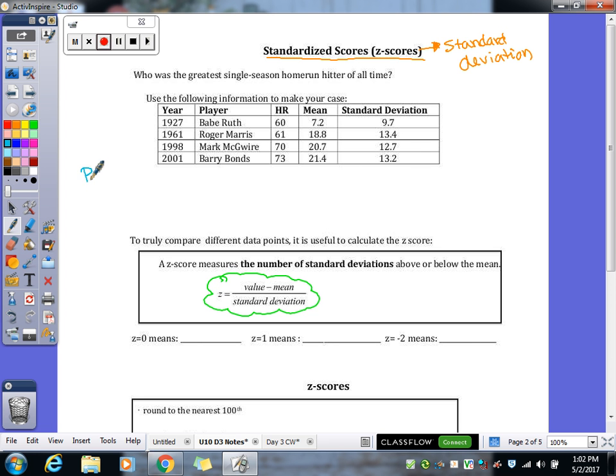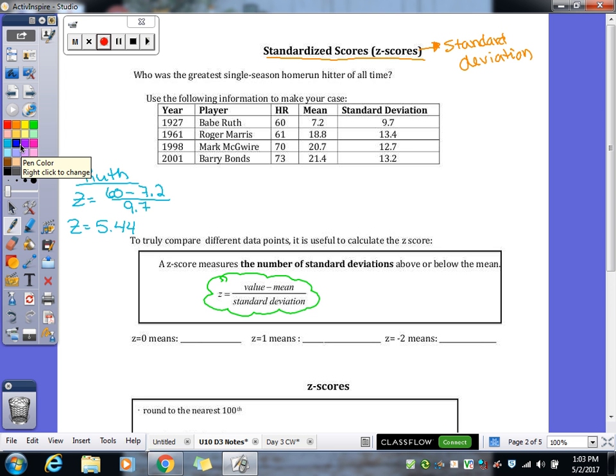So let's take a look at our numbers up here then. So for Babe Ruth, to figure out his z-score, it would be his value of 60, because he hit 60 home runs, minus the mean of 7.2, divided by the standard deviation of the time, which was 9.7. So go ahead, figure out what that is in your calculator. And we're going to round it to the nearest hundredth. 5.44. So that means he is 5.44 standard deviations above the mean.